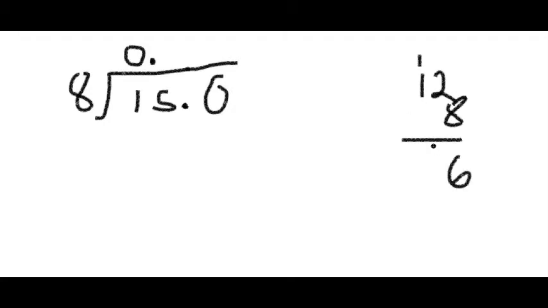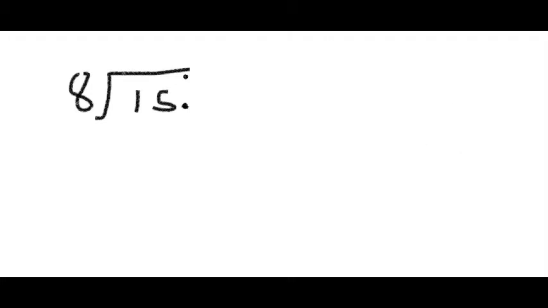2 times 8 is 16. 96. 96 seems right. Well, let's try that. Oh, actually, you know what? I made a mistake, students. Before we begin, can 8 go into 15? Yes. 8 can go into 15 one time.